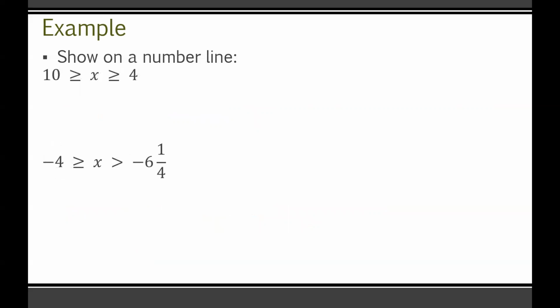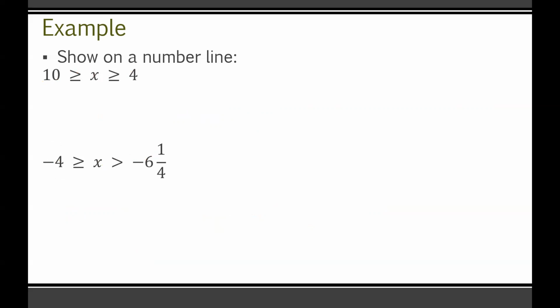Whew, all right, 2 more. You've got to be careful here because these signs are a little bit backwards, but don't fret on this one. It still works exactly the same way. Show each of these on a number line. These are read the exact same way as the other one was. X is between 10 and 4, and X is between -4 and -6 1/4. See if you can come up with a number line on these ones. We'll go over it in just a second.